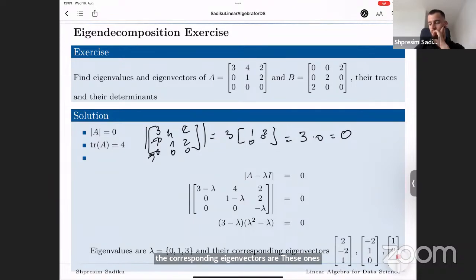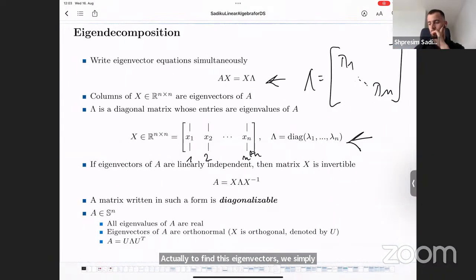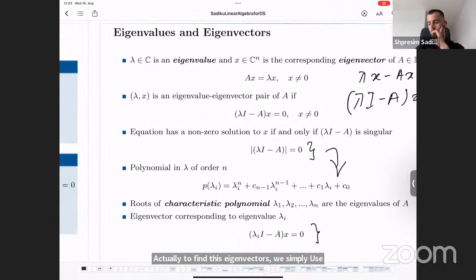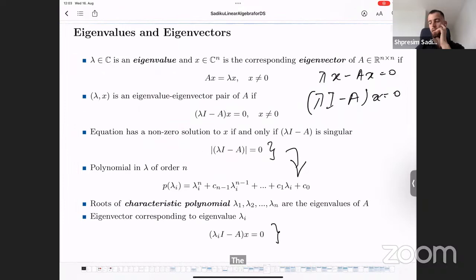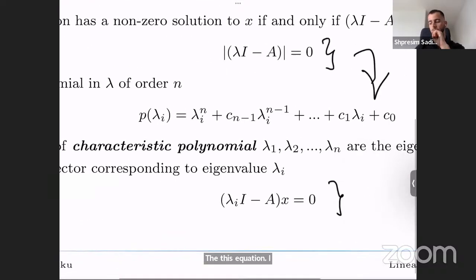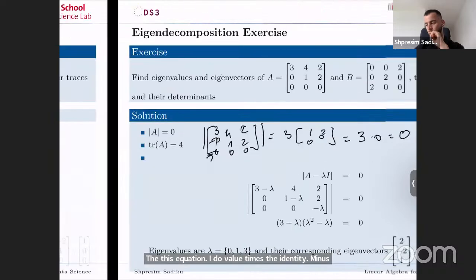Actually, to find these eigenvectors, we simply use this equation. Eigenvalue times the identity minus A times x equals 0.